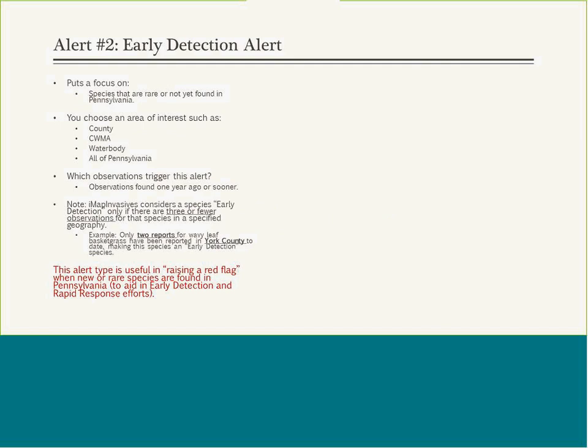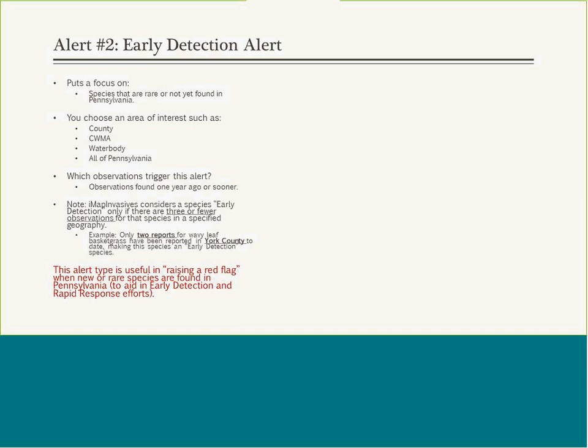The next alert type is called an early detection alert, and this is going to put a focus on species that are rare or are not yet found in Pennsylvania. So again, choose that geography that's of the most interest to you, either a county, CWMA, a water body, all of Pennsylvania.